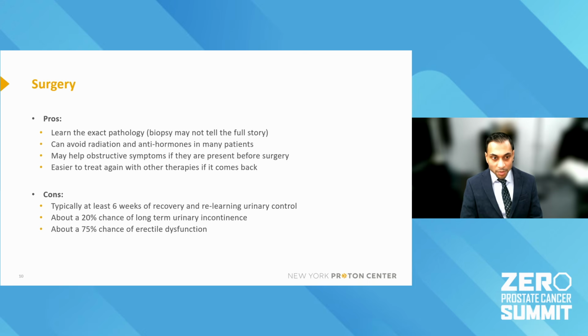What are the cons? What are the drawbacks? So you have at least typically 6 weeks of recovery and trying to relearn this new anatomy, because again, you're creating new anatomy after the surgery. So there's a good 6 weeks of pretty much total incontinence and learning how to gain your urinary function back.